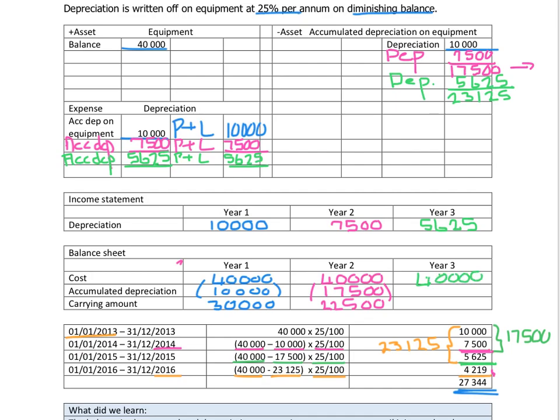The accumulated depreciation now is 23,125, and if I subtract that, it means that the carrying amount is 16,875. So the carrying amount is much higher than it was in the cost price method.